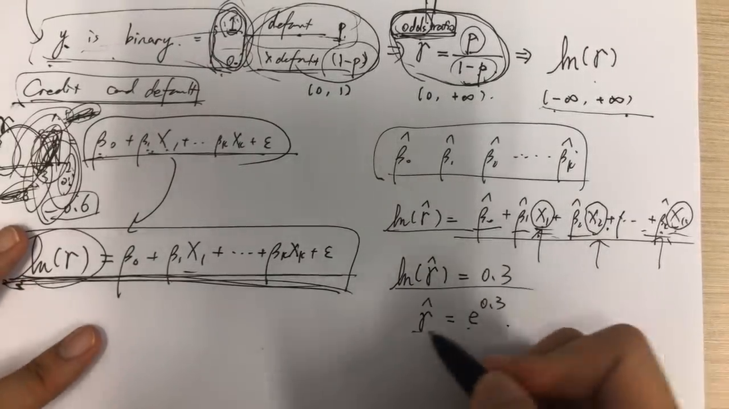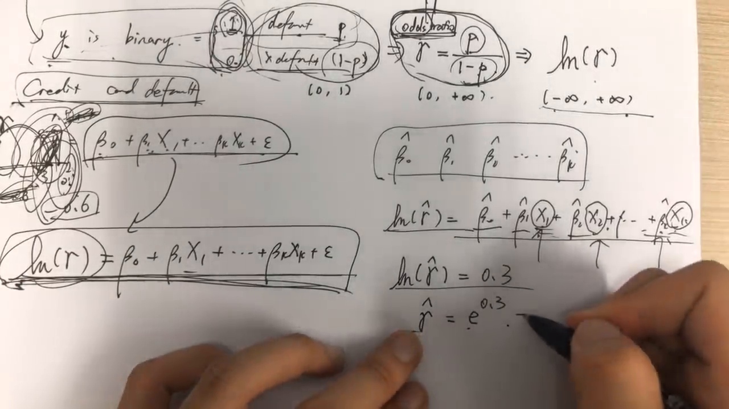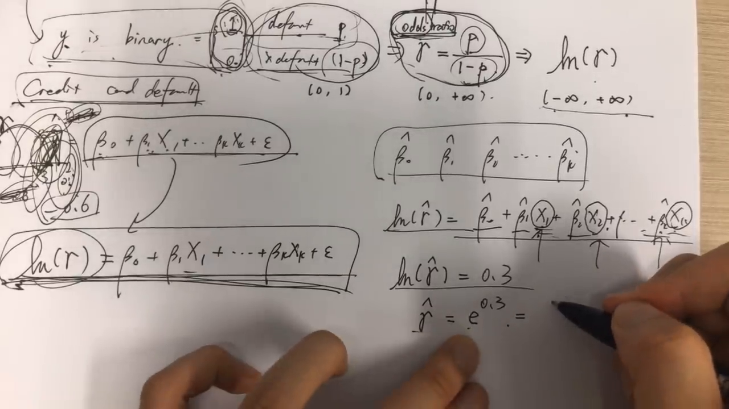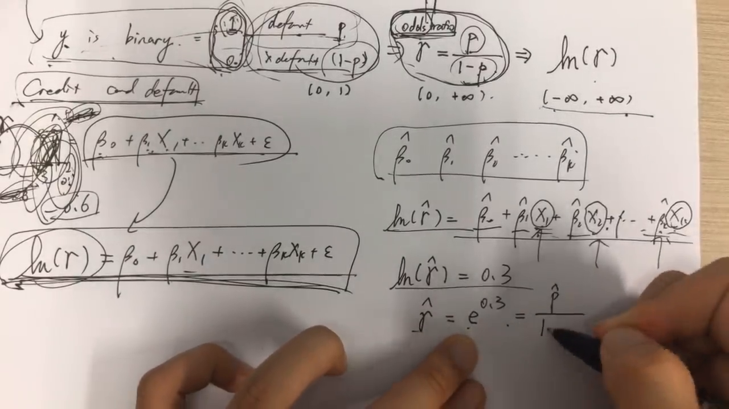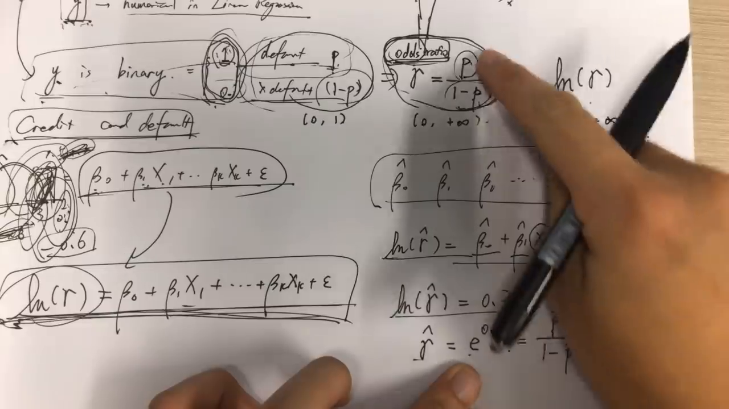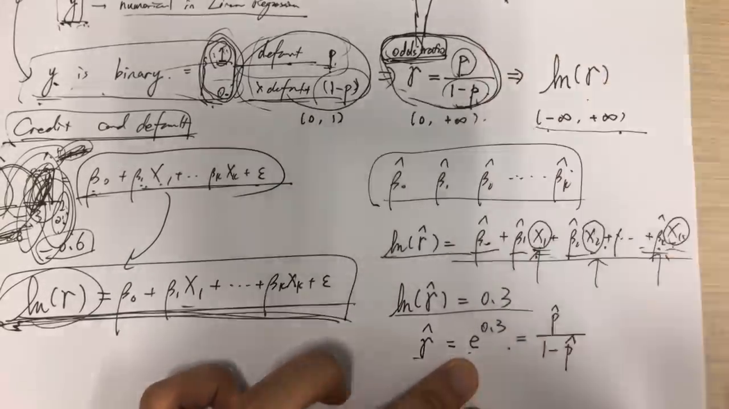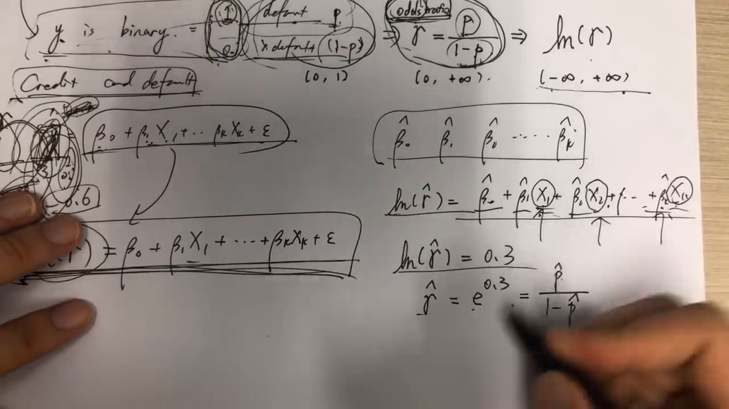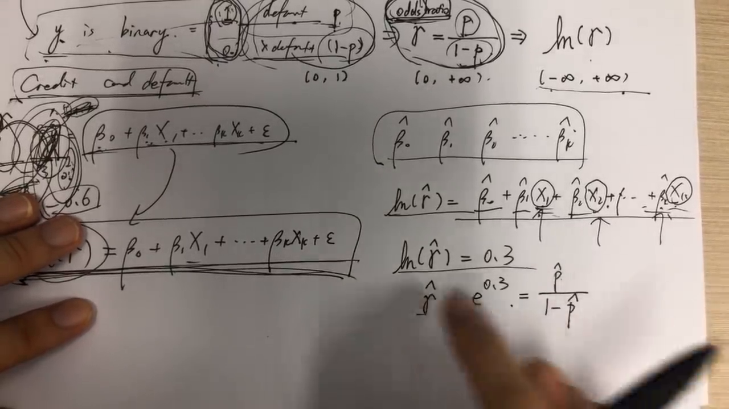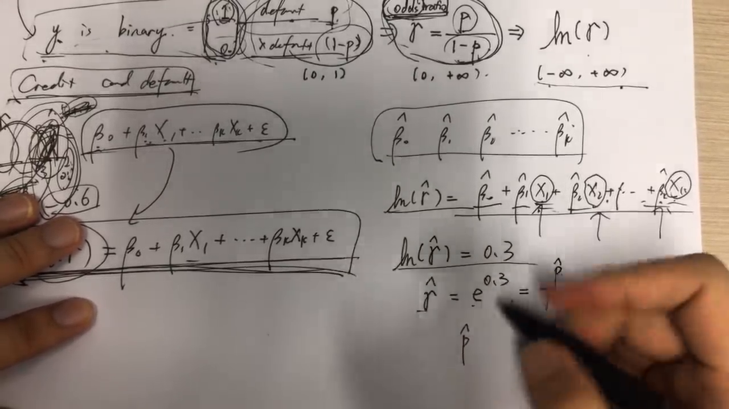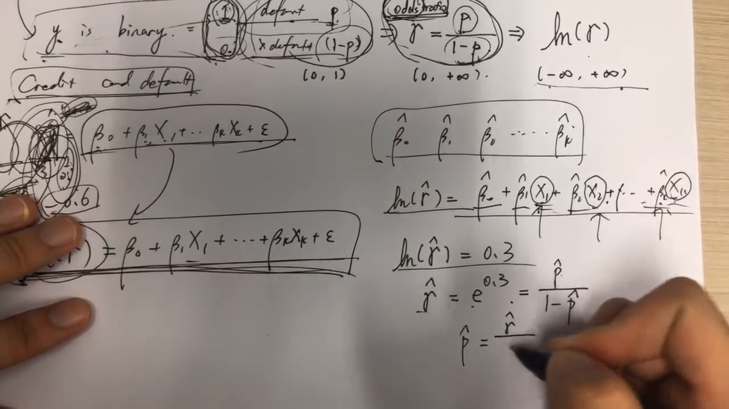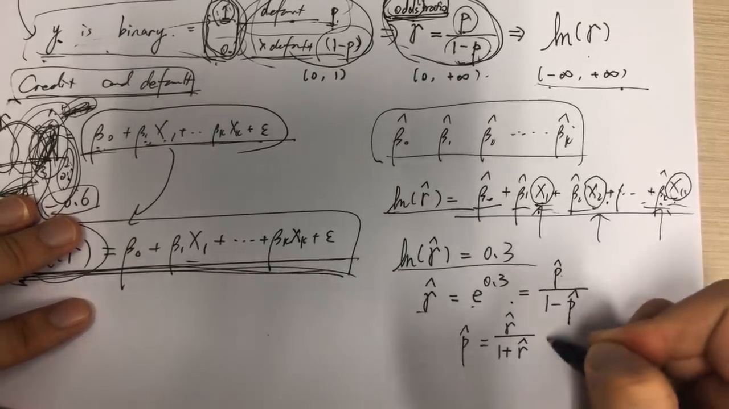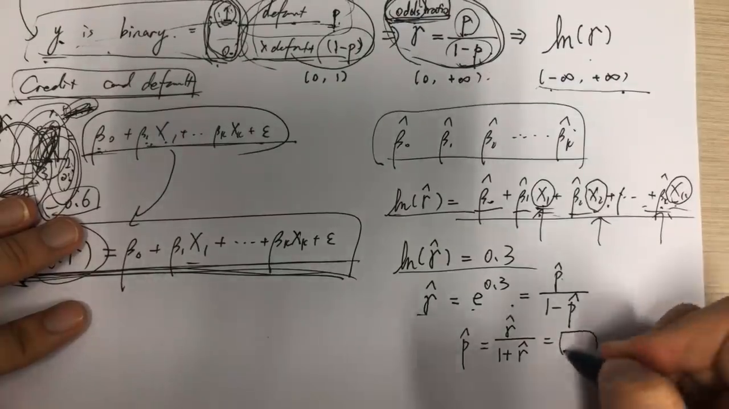Once you calculate r hat, you know r hat is defined as p hat divided by 1 minus p hat. So by solving for p hat, let's do it quickly, it becomes r hat divided by 1 plus r hat, right? And then you can get a probability.